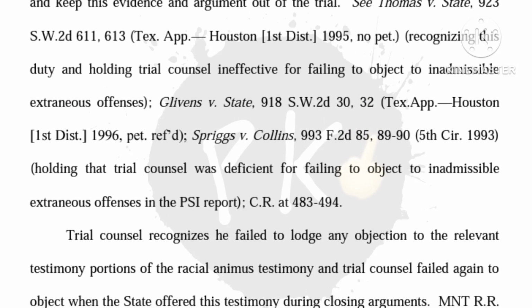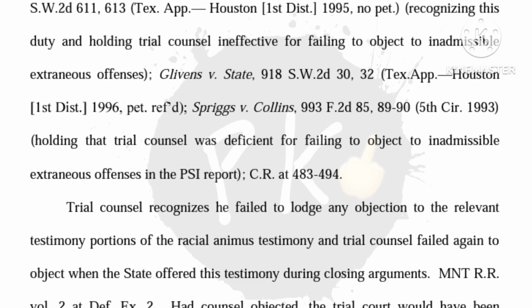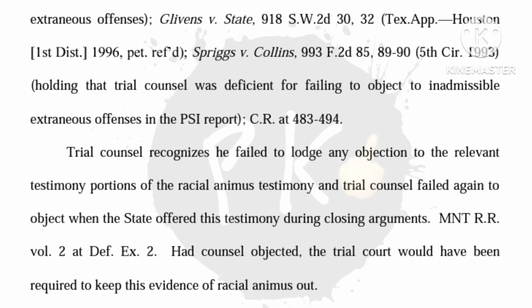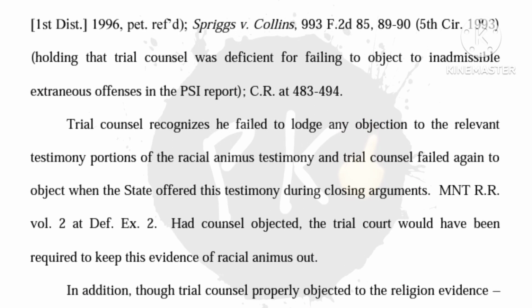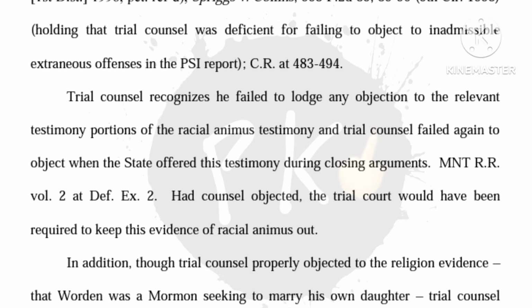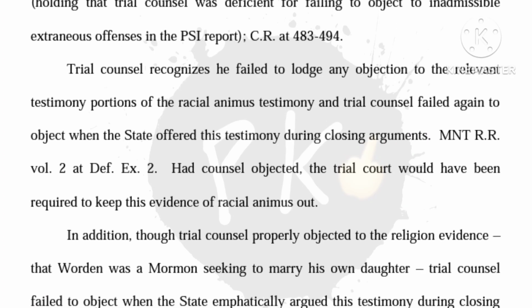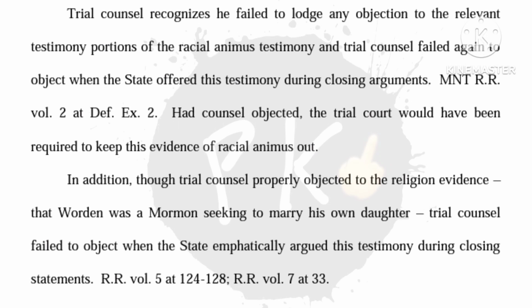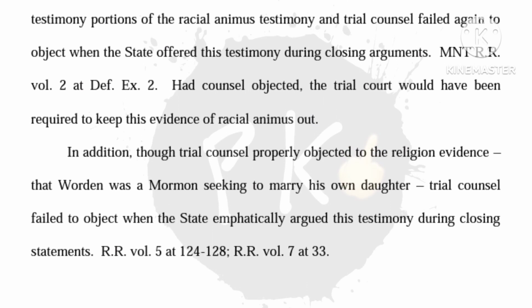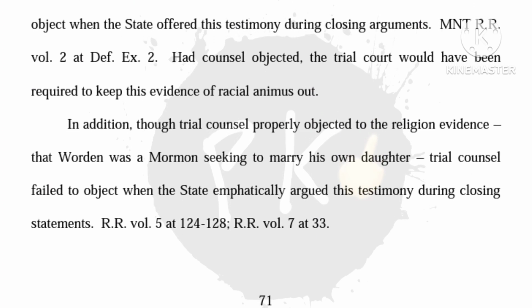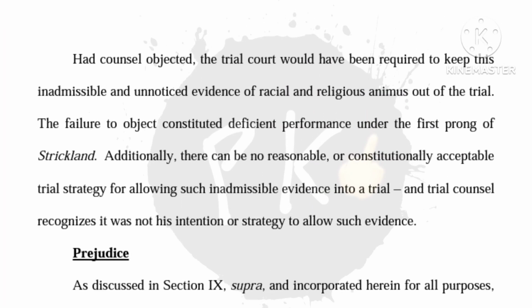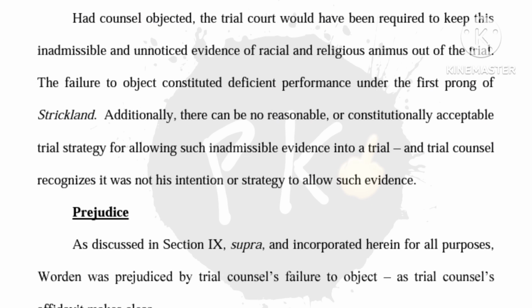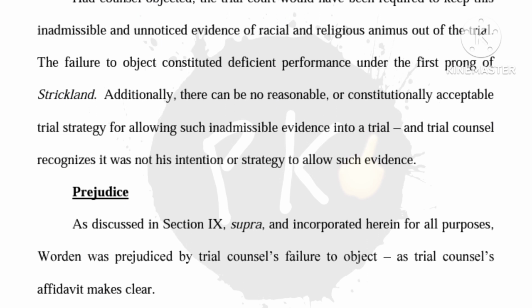Trial counsel recognises he failed to lodge any objection to the relevant portions of the racial animus testimony, and trial counsel failed again to object when the state offered this testimony during closing arguments. Had counsel objected, the trial court would have been required to keep this evidence of racial animus out. In addition, though trial counsel properly objected to the religion evidence that Worden was a Mormon seeking to marry his own daughter, trial counsel failed to object when the state emphatically argued this testimony during closing statements. Had counsel objected, the trial court would have been required to keep this inadmissible and unnoticed evidence of racial and religious animus out of the trial.